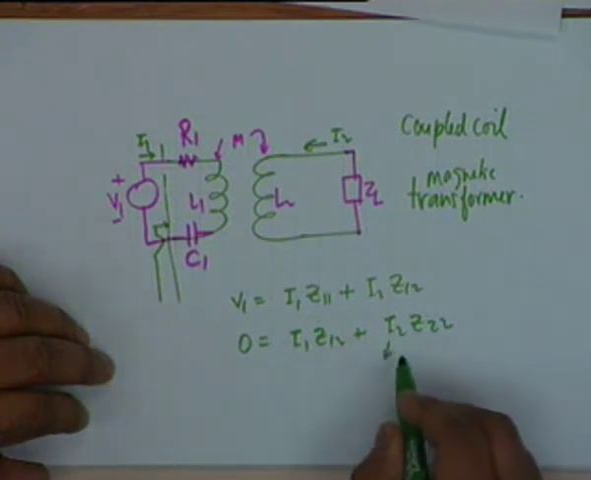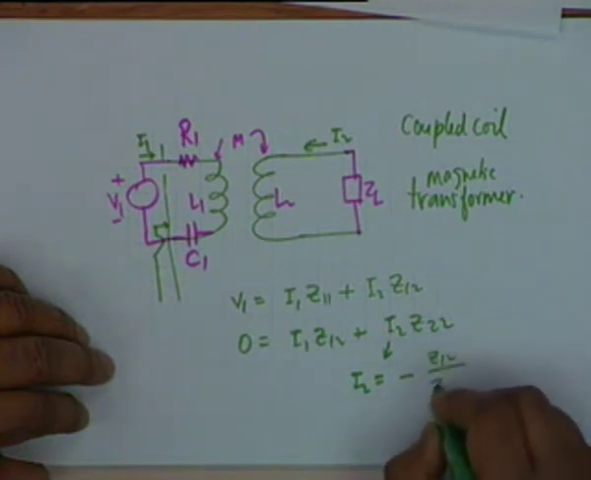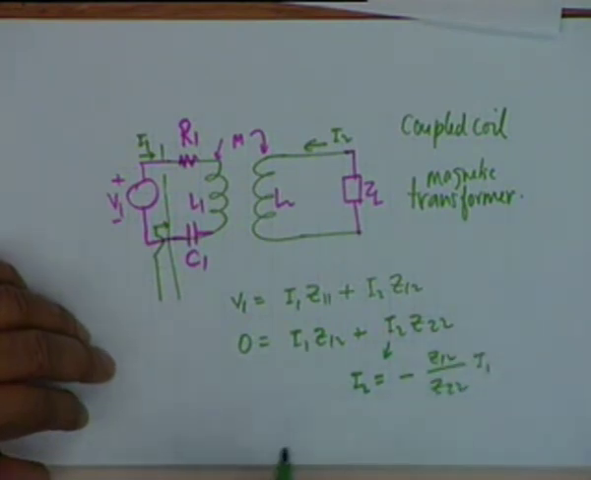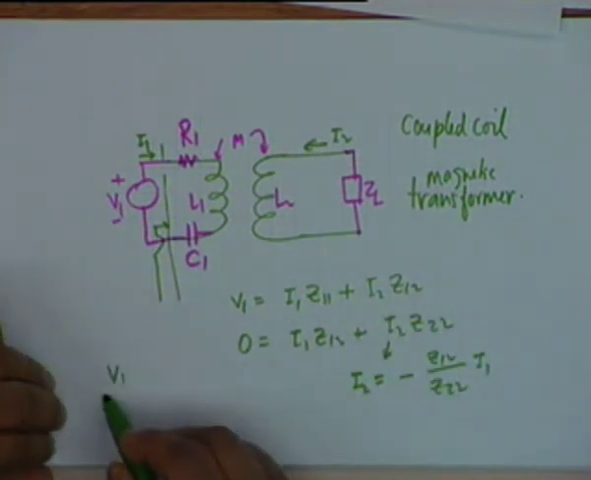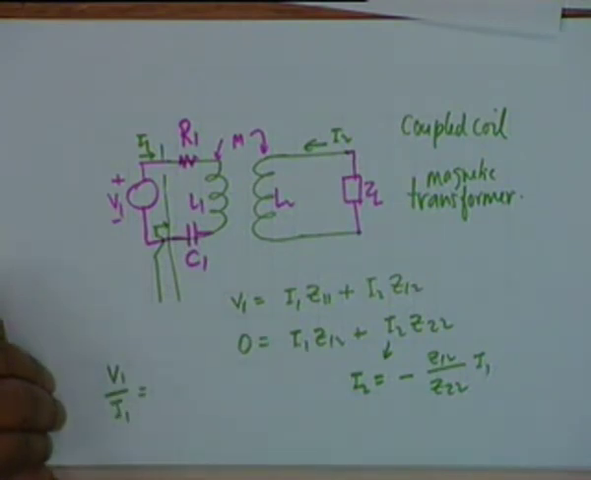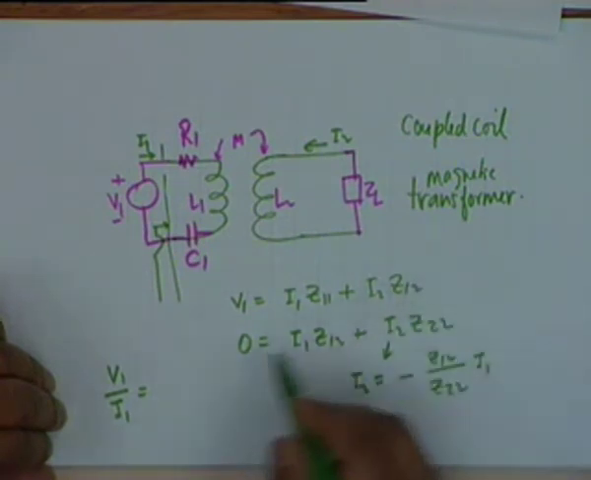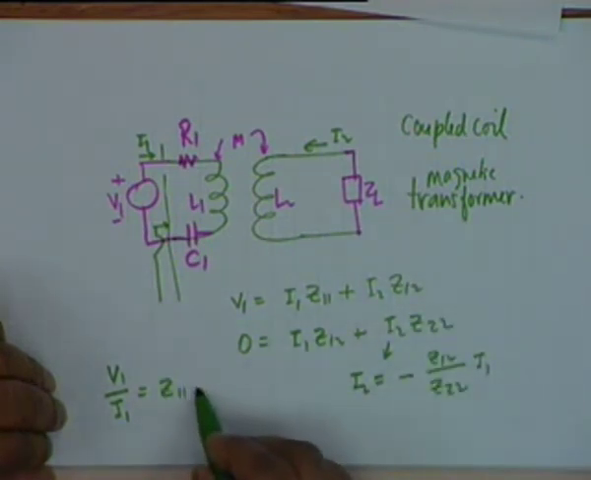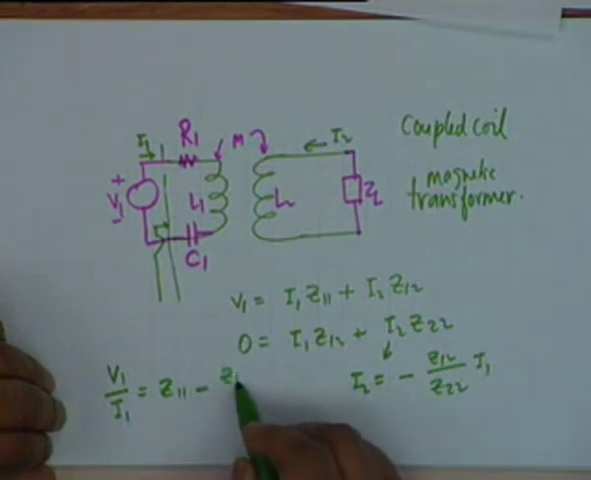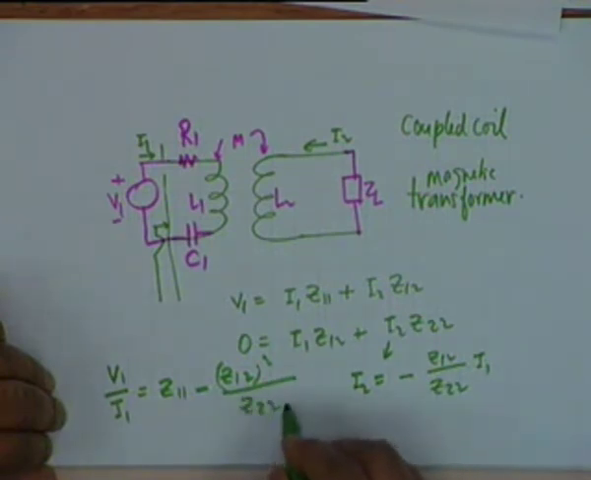Now, from the second equation you can write I2 as equal to minus Z12 by Z22 I1. You substitute this here, then what do you get? V1 by I1. If you substitute this relation in the first equation, what do you get? You get Z11 minus Z12 squared divided by Z22.